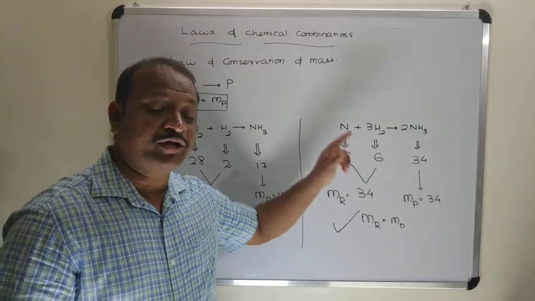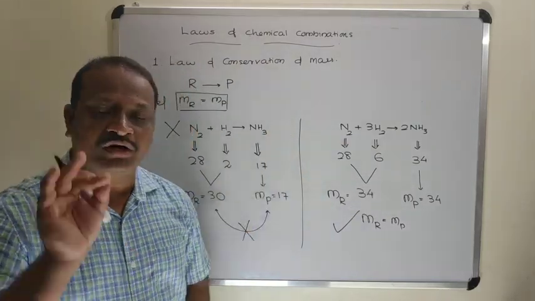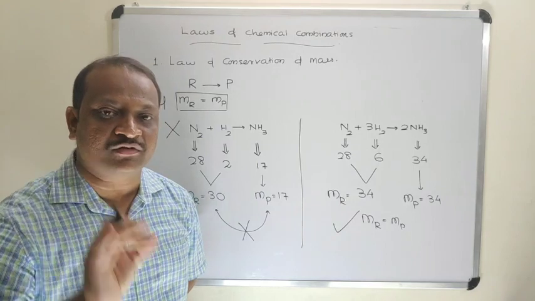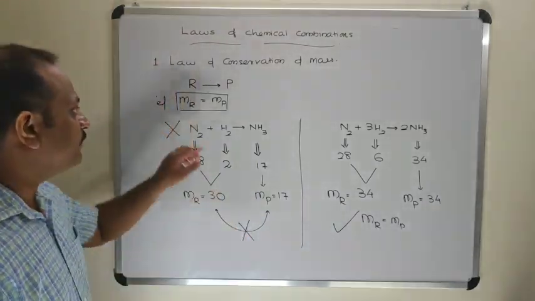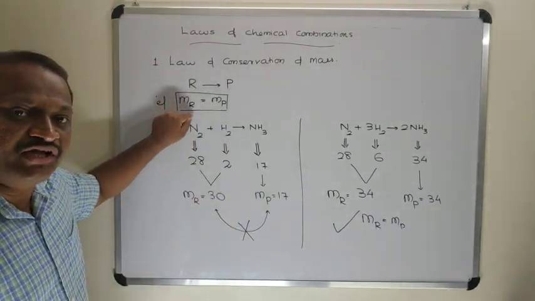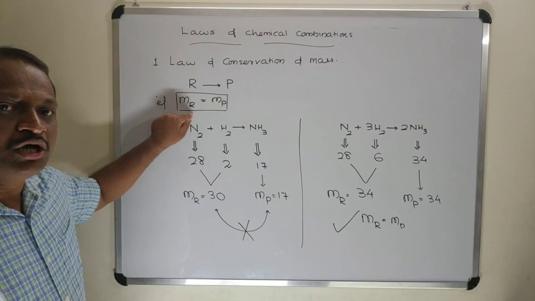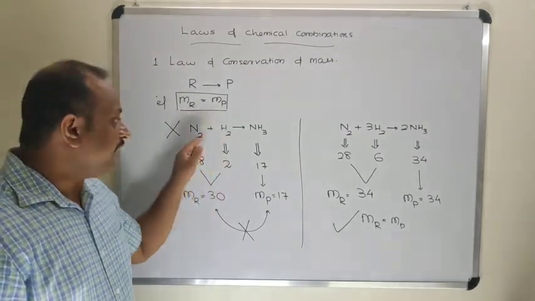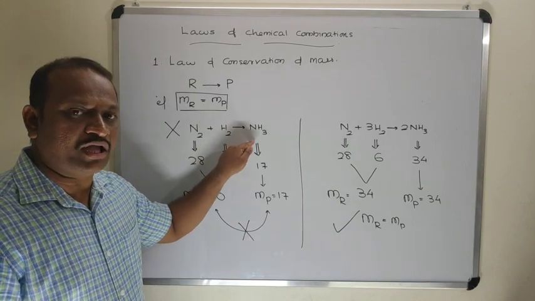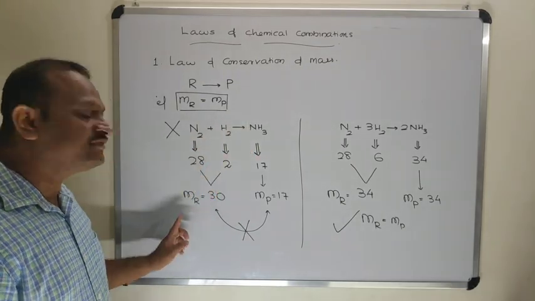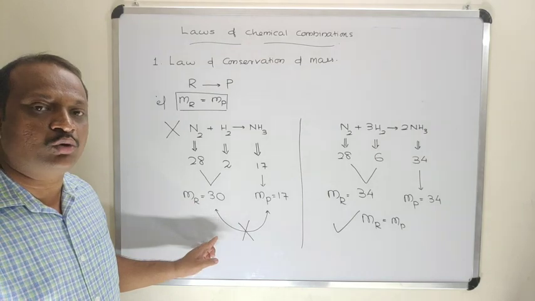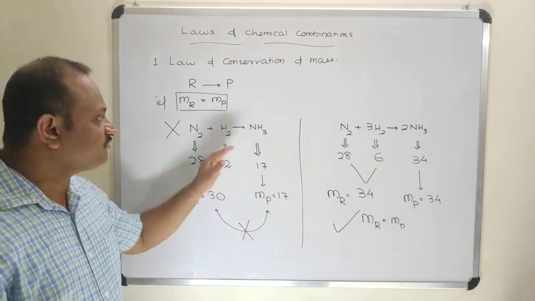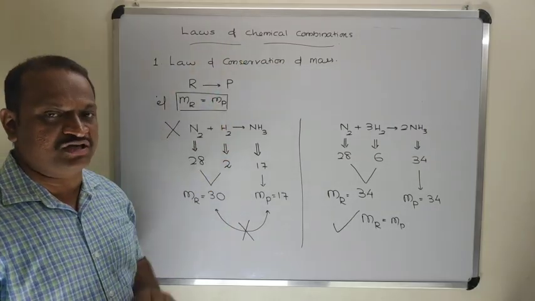So we are talking about law of conservation of mass. What is the statement of law of conservation of mass? During a chemical reaction, mass of the reactant must be equal to mass of the product. Here I have shown one example. See, N2 plus H2 gives ammonia, and you've seen that in this case mass of the reactant is not equal to mass of the product. So this is not obeying law of conservation of mass.